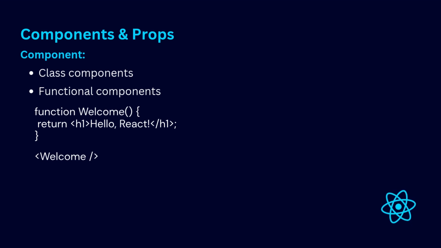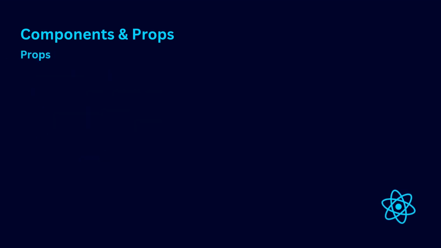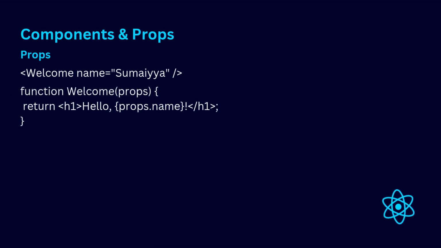But how do we make components dynamic? That's where props come in. Props, short for properties, are like arguments passed into a component. They let you customize a component's output. Here is how you pass a prop, and inside the component you can access that value like this: function Welcome(props), return <h1>Hello, {props.name}</h1>. So now the component is dynamic. It displays a different greeting depending on the name you pass.